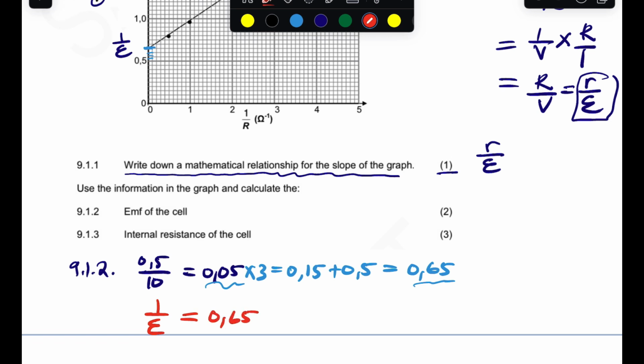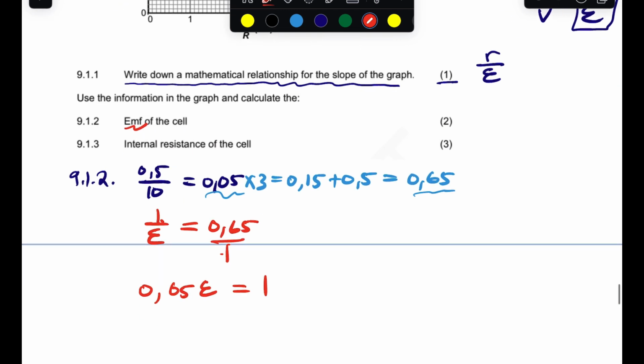But what are we looking for? The question, we're looking for an EMF. So what are we going to do? We're going to cross multiply. So we're going to have 0.65 times the EMF, and then 1 times 1, it's going to be 1, and then we divide by 0.65 both sides.